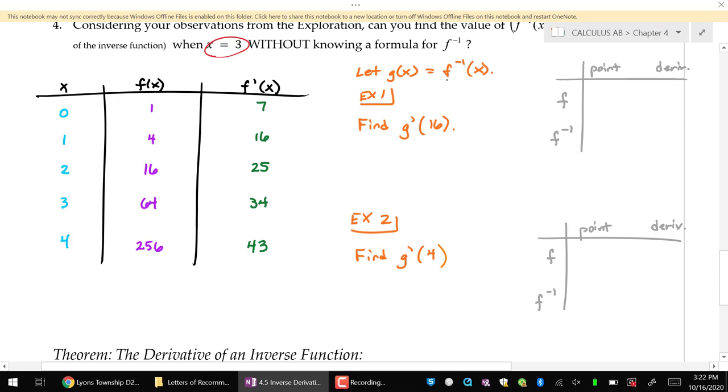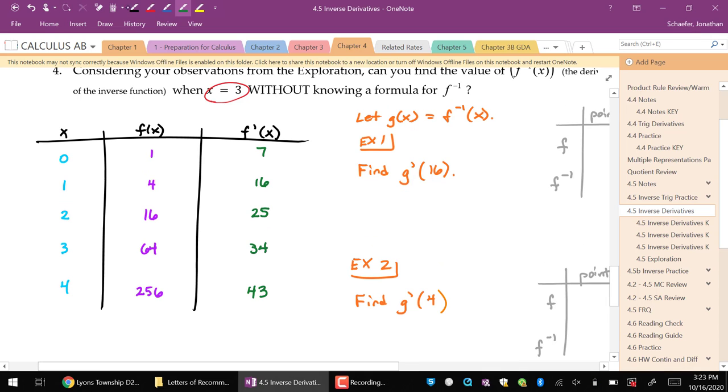Let g of x represent the inverse of f. Example 1, find the derivative of the inverse when x equals 16. And then example 2, same question, but just a different input. Find the derivative of the inverse when x equals 4. I'm defining g of x as the inverse of f. So again, I'm going to go to this little point derivative table format here. Let's see if we can figure out the solutions.